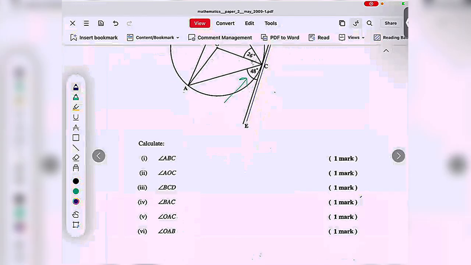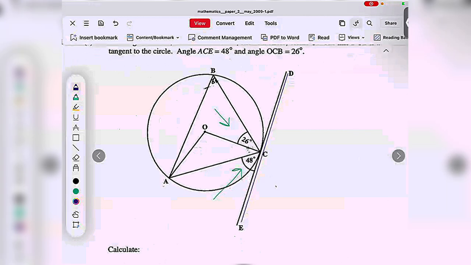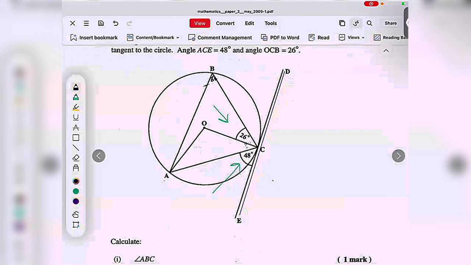All right, so we are required to find these little 1 mark angles: ABC, AOC, BCD, BAC, AOB, OAC and OAB. All right, ABC. How to find the angle ABC? Where do you think that angle is located, by the way? Where is the angle ABC located? At B, yes. All right. Any ideas? The answer is right here in front of you.